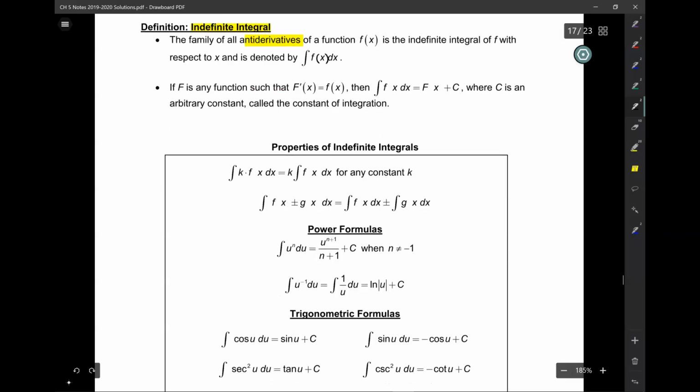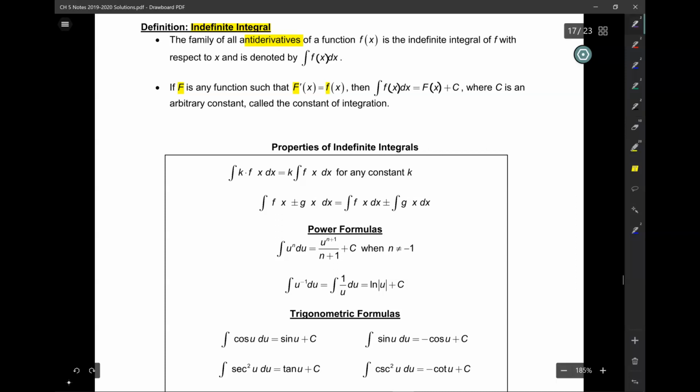So if capital F is a function such that F prime is little f, so little f is F prime, then the integral of f of x dx is capital F of x plus c, where c is an arbitrary constant. All right? So let's talk about some things here. Hang on, I'll tell you what it's saying.